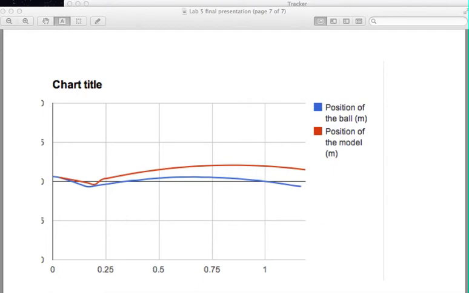So that would need to be accounted for, as well as the compression itself of the ball rather than assuming that it hits and then bounces.